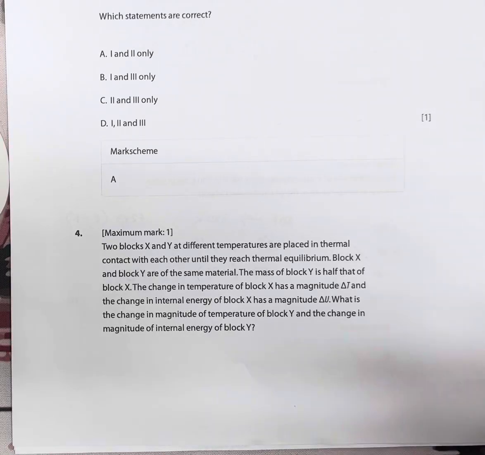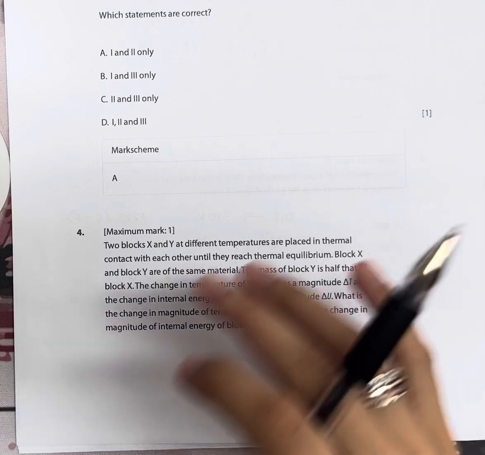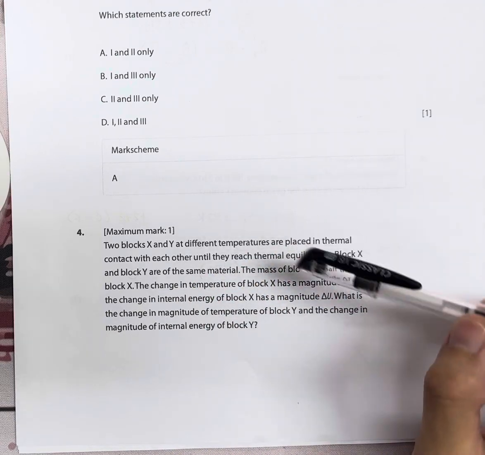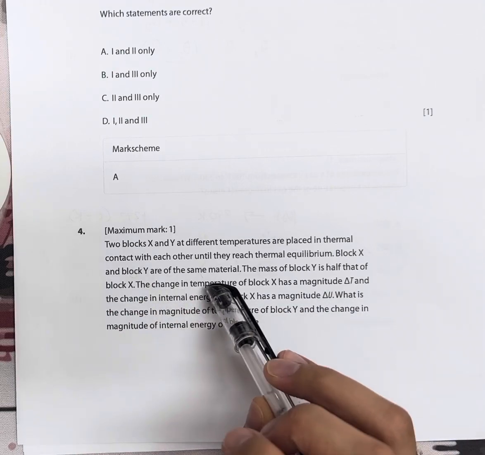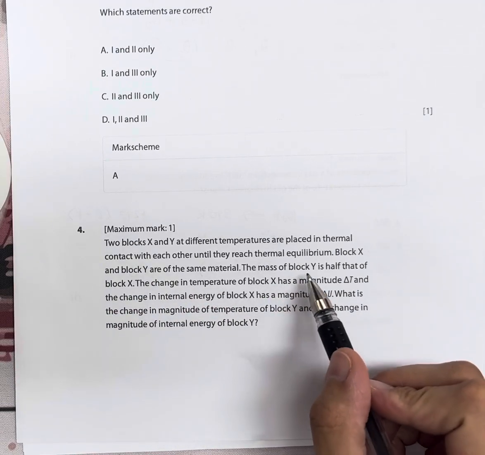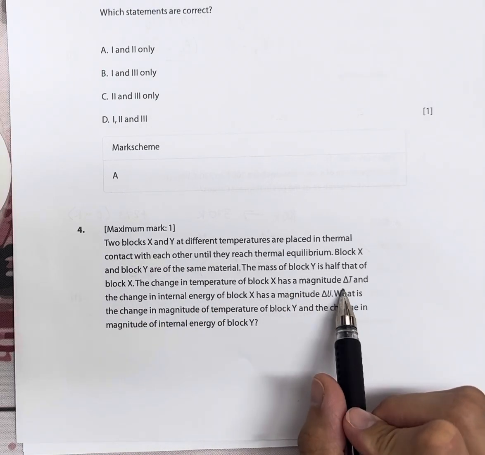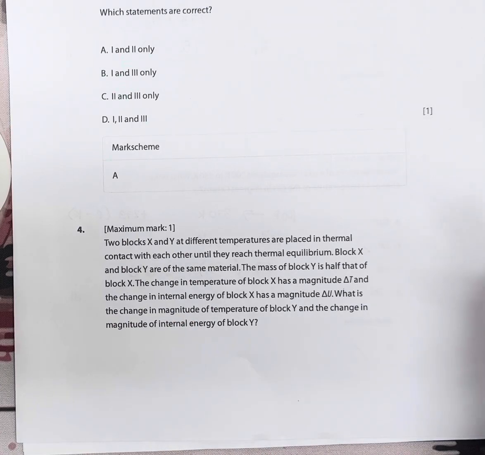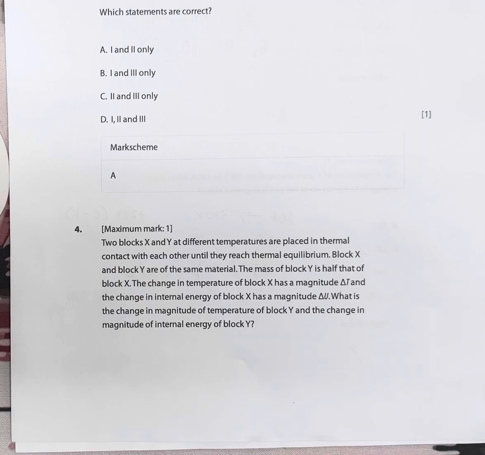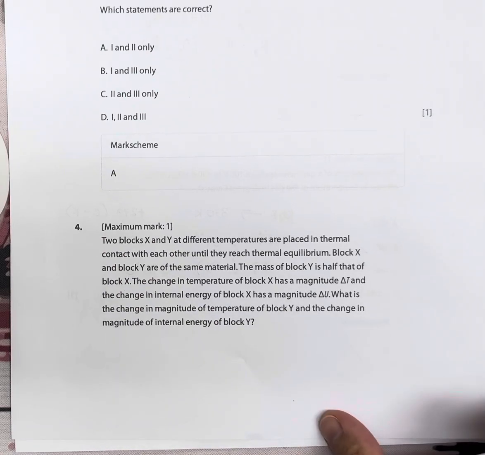Okay, for this question, two blocks X and Y at different temperatures are placed in thermal contact with each other until they reach thermal equilibrium. Block X and block Y are of the same material. The mass of block Y is half of block X. Change in temperature of block X has magnitude delta T, and the change in internal energy of block X has magnitude delta U. What is the change in magnitude of temperature of block Y and the change of magnitude in internal energy of block Y?